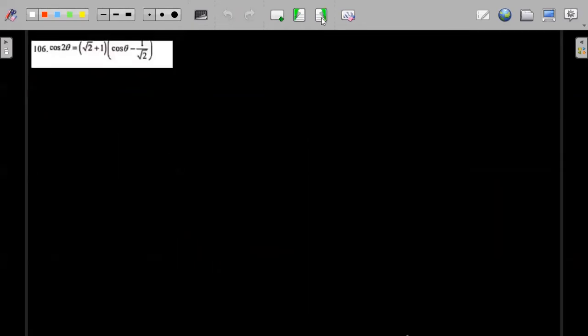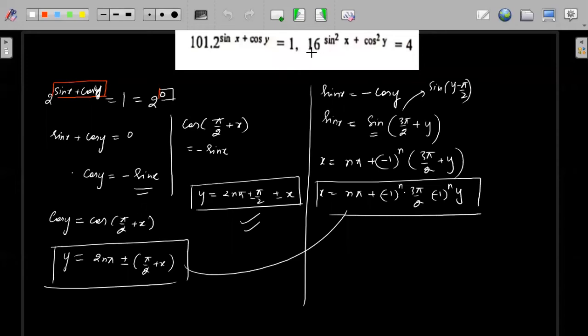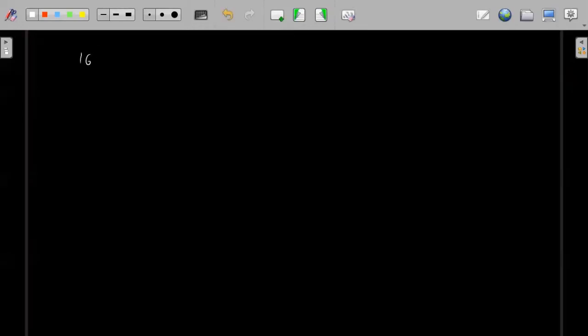Fine. Okay. Let's go. Next part of this is 16 to the power sine square x plus cos square y is equals to 4. So let's see. 16 to the power sine square x plus cos square y is equals to 4.